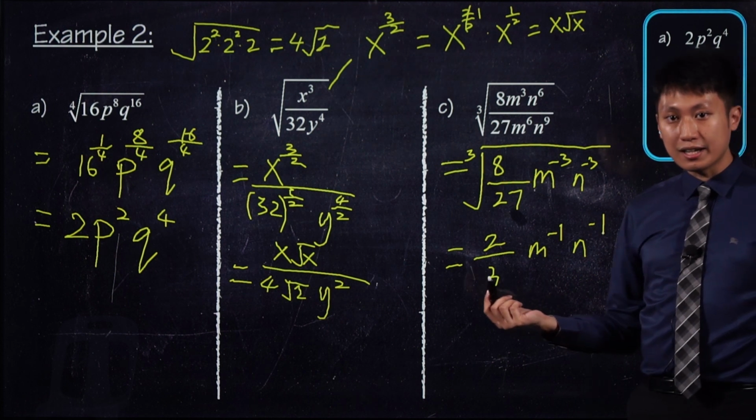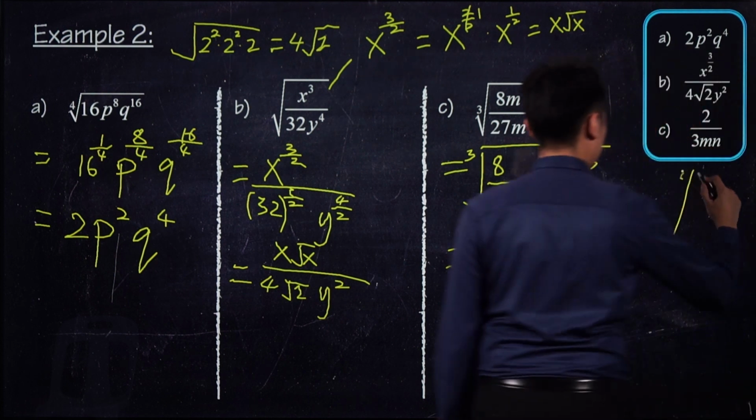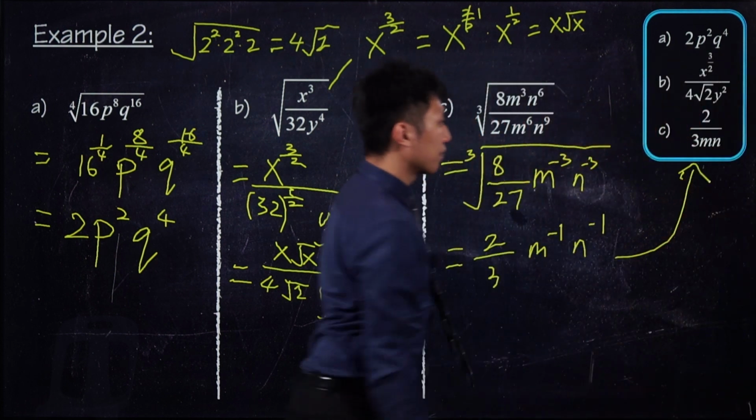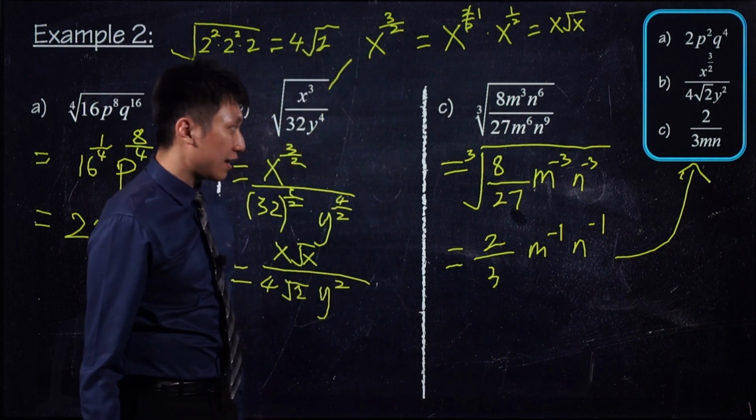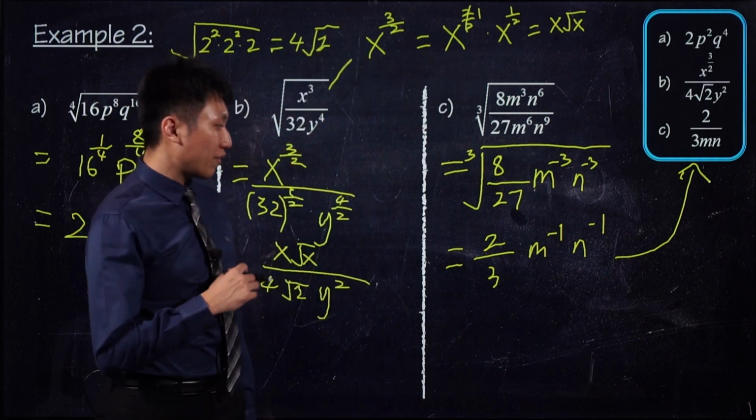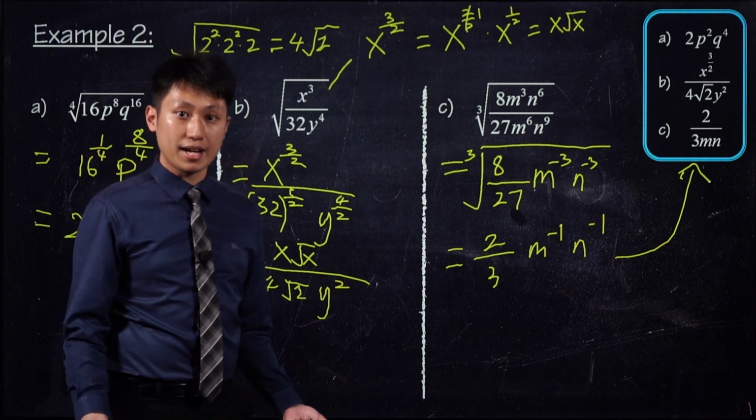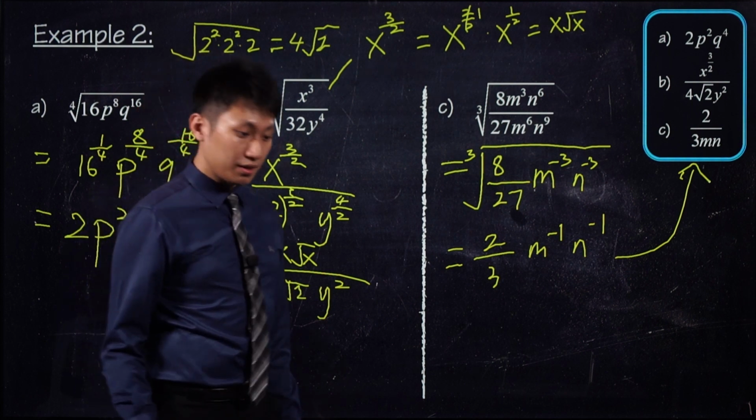If I want to write nicely, then I write this way. 2 over 3, then bottom m times n. Get it? Right, next.